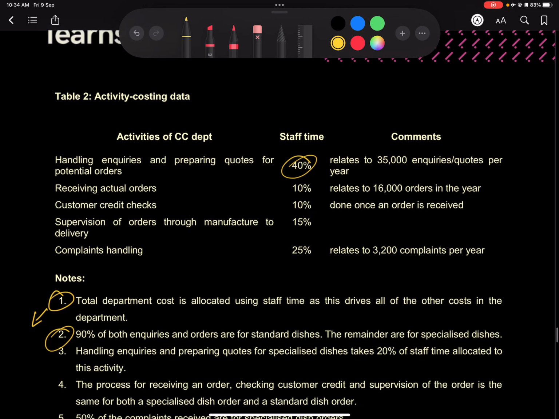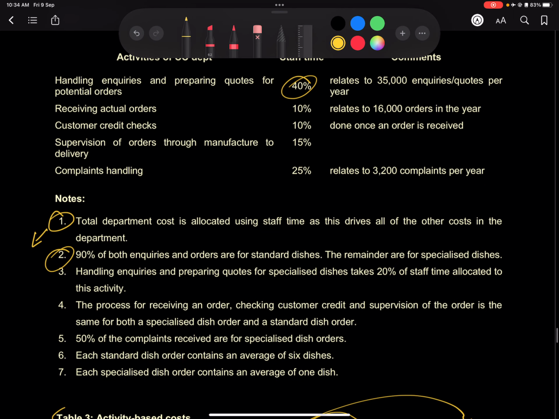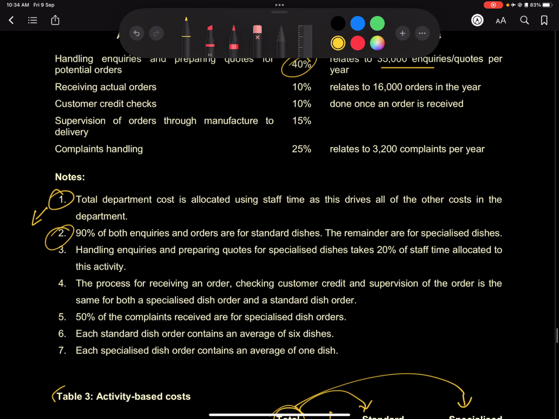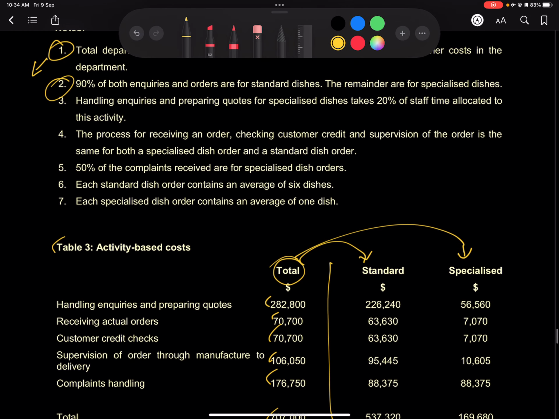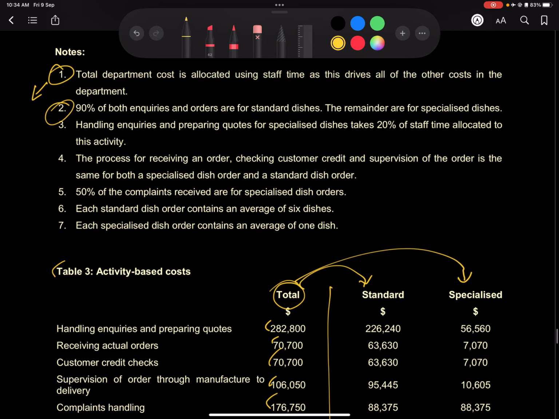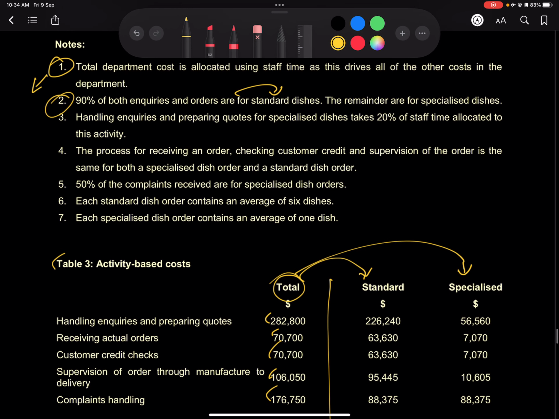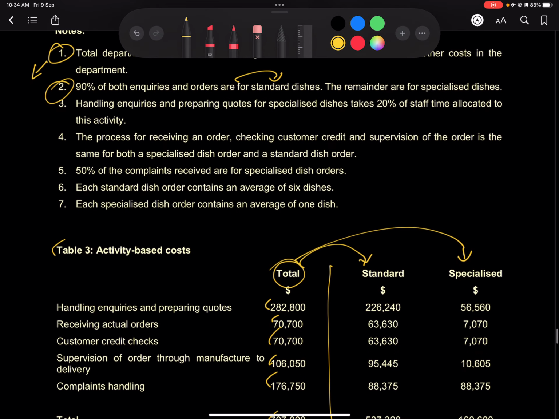So basically, as you can see, 90,000 of the, this is relating to 35,000 inquiries, right? Quotes per year. Next thing is basically we need to allocate the cost. So 90% of the inquiries are for standard dishes, the remainder are for specialized dishes. So 90% of this cost, 282,800 times 0.9, should be allocated to standard, because 90% of the time is being utilized for standard, right? Out of how much? Out of 40%.